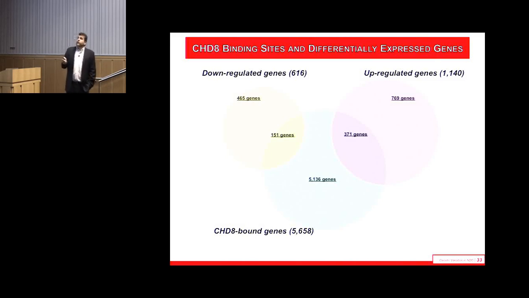So these genes up here are indirectly downregulated by CHD8 because they're not bound at all by CHD8. These genes are indirectly upregulated. These genes are directly regulated in these two corners. And then these genes are bound by CHD8 but not regulated at all. And then here's the list of all those CHD8 bound genes.